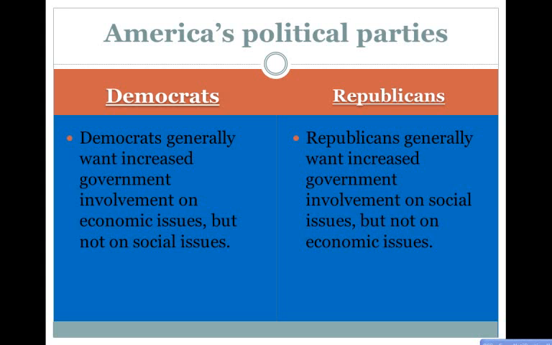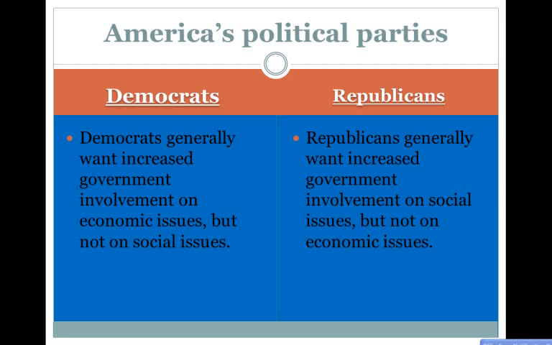So a Democrat would say, yes, the government should be more involved in helping workers find jobs, in helping poor people to get sort of a solid economic ground underneath them, in providing health care for people. But Democrats would be against the government being involved in people's lives on social issues. So Democrats tend to be in favor of legalized abortion, tend to be in favor of gay marriage, allowing it. On issues that affect people socially, the Democrats would want the government to stay out of the way and let people do what they want. But on economic issues, they would want the government to step in and be more involved.